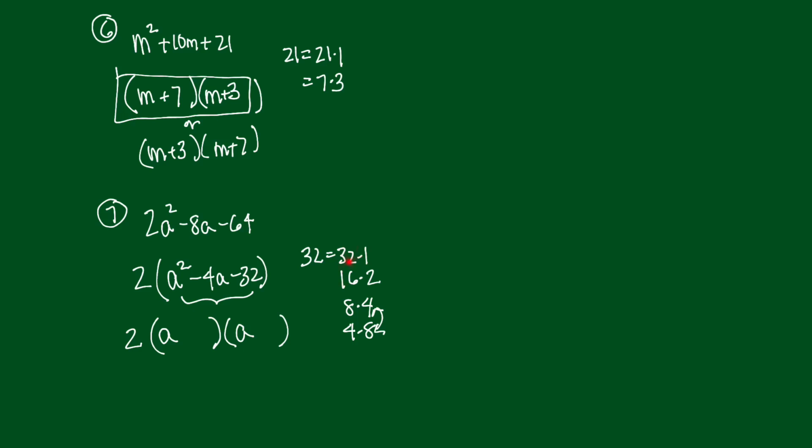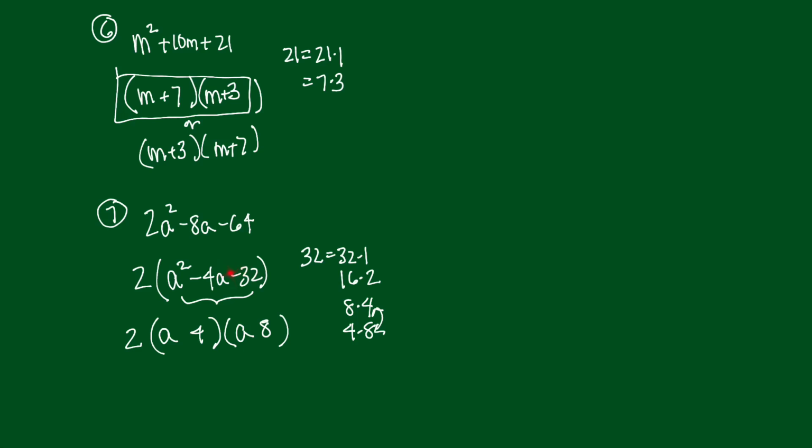32 and 1. Now if I add 32 and 1, I'm not going to get a negative 4. What about this one? 16 and 2. If I put a 16 and a 2 here, add them together, I'm not going to get negative 4. But what about this? 8 and 4? If I subtract 8 and 4, I'll get a 4, right? So what if I do a 4 and an 8? Or an 8 and a 4, it doesn't matter.